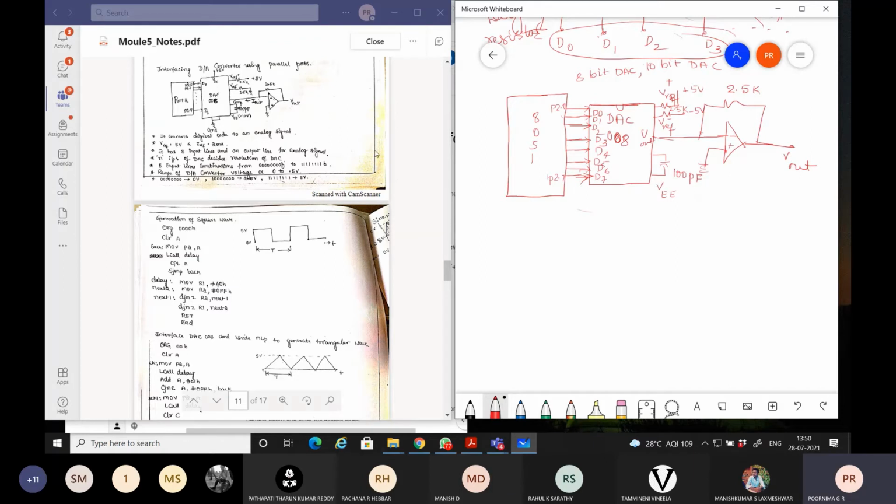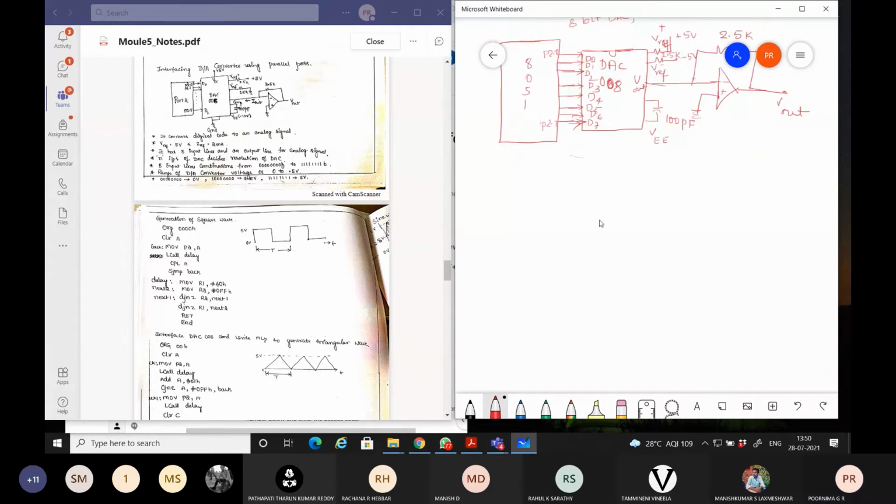Students, any doubts with respect to this block diagram which I am explaining? Please respond. I am expecting the answer from you. Is there any doubt?